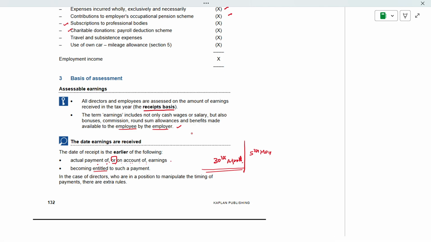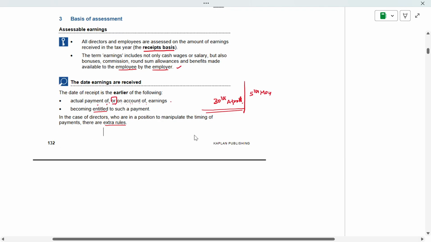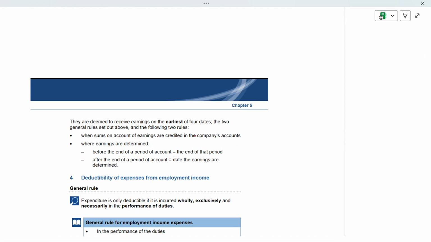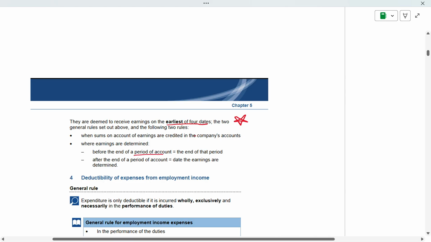In the case of directors who are in a position to manipulate the timing of payment, there are extra rules. They are deemed to receive earnings on the earliest of the 4 dates. The two rules set out are: when sums on account of earnings are credited in the company accounts, and when earnings are determined before the end of the period of account.